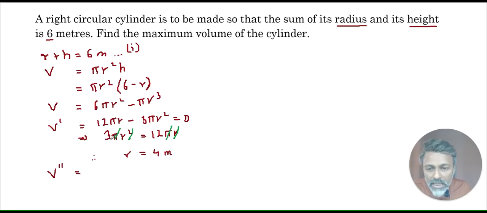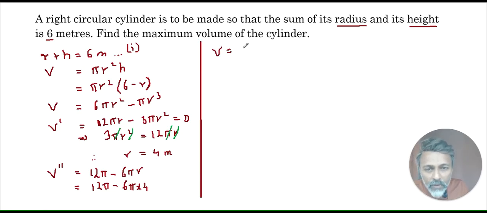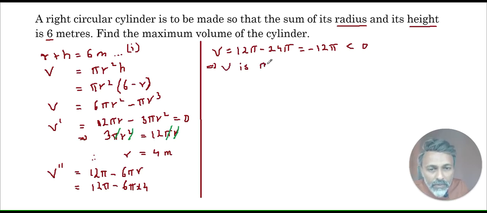Let us now take the second derivative. How did the 4 come? 12 upon 3. V double dash, let's take derivative from this step. 12 pi R's derivative is 12 pi minus 3 pi R square's derivative is 6 pi R. Put 4 in R, is equal to 12 pi minus 6 pi into 4. This is manageable and we should get a negative answer, only then can we say maximum. V double dash is 12 pi minus 24 pi, which is minus 12 pi, which is less than 0. Once you write less than 0, then conclude. This implies that V is maximum when R is equal to 4 meters.